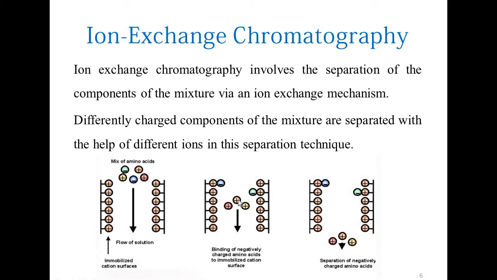As there is repulsion between this positive charge and this positive charge, due to the repulsion they will not bind or be attracted to the stationary phase. They are eluted like this, the positive ions, and the negative ions bind over the stationary phase. So positive and negative charges are separated by ion exchange chromatography.